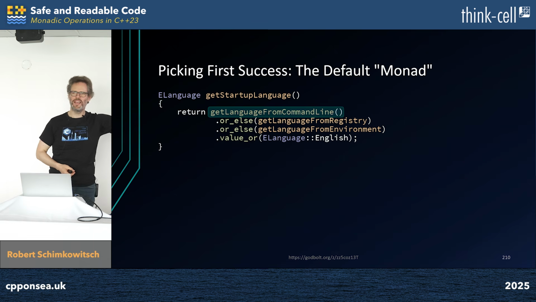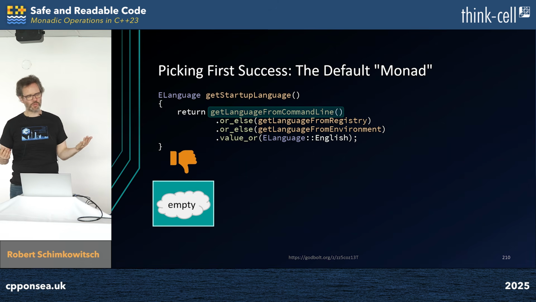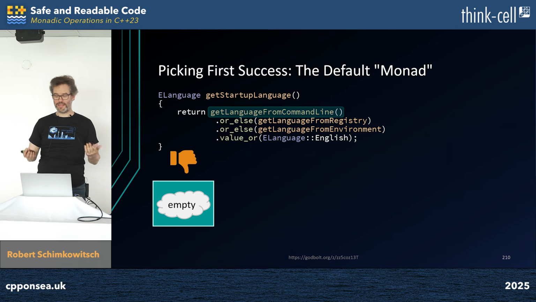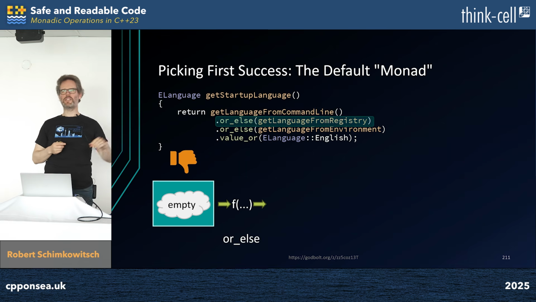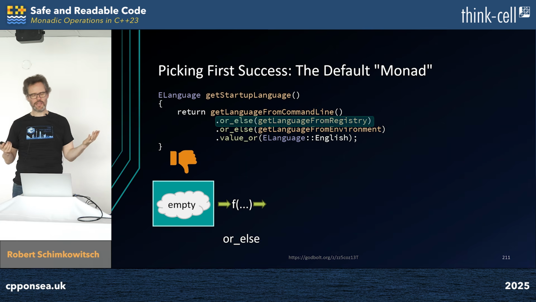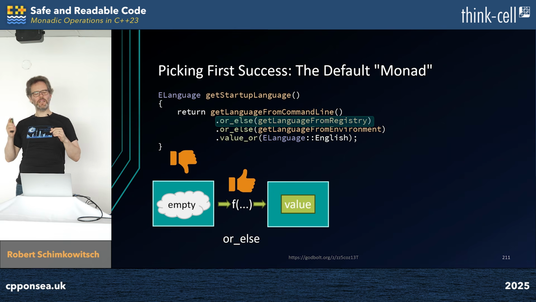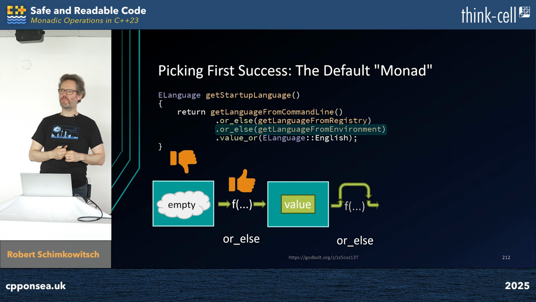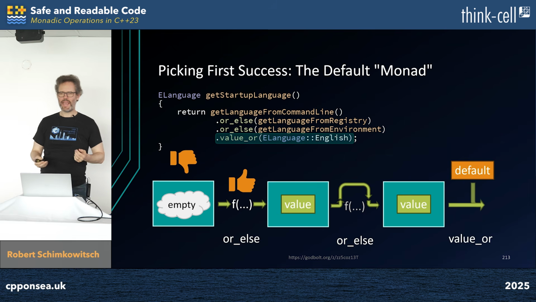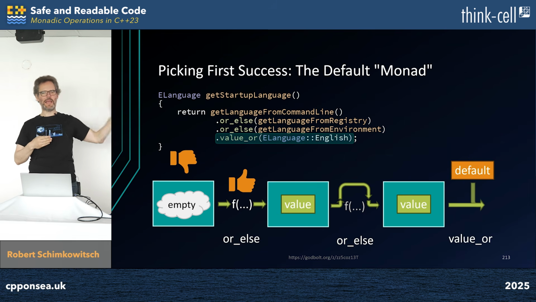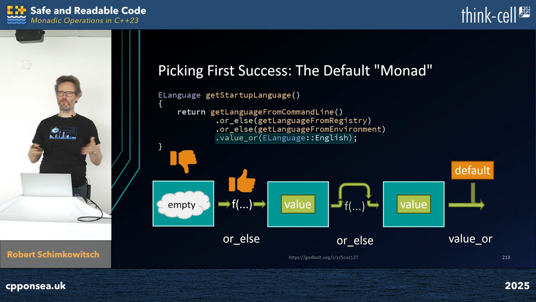In this pipeline, the first function that returns a value wins. So let's assume that getLanguage from command line failed. We have an empty optional. Because of that, or else will call the next function. And let's say getLanguage from registry succeeded, so we now hold the value. And because of that, the next function gets bypassed, our optional stays the same. Had we been left with an empty optional at this point, our value or would have kicked in and provided the default value.